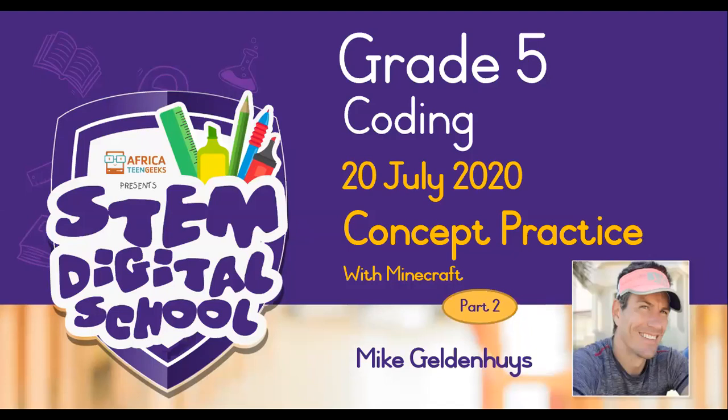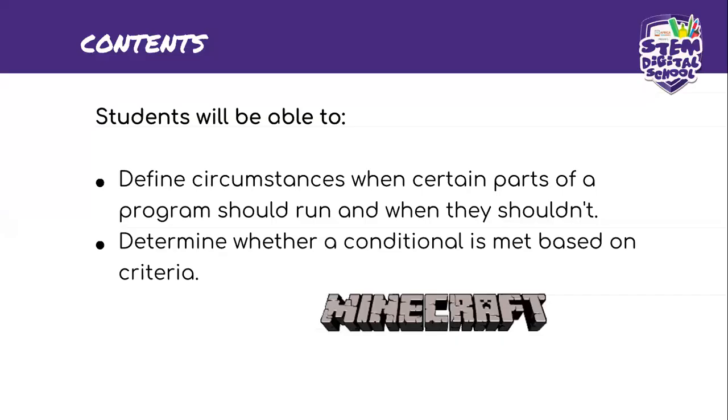So what I want to do is I just quickly want to go through one or two slides, and then we will go to our Codeorg program, and then we will get coding. Sorry guys, it's a little slow on my side. There we go. Okay. So what are our objectives? To define circumstances when certain parts of a program should run and when they shouldn't, and also to determine whether a conditional is met based on criteria.